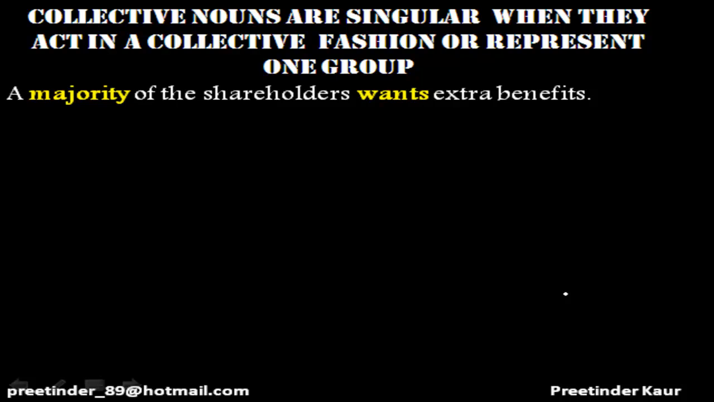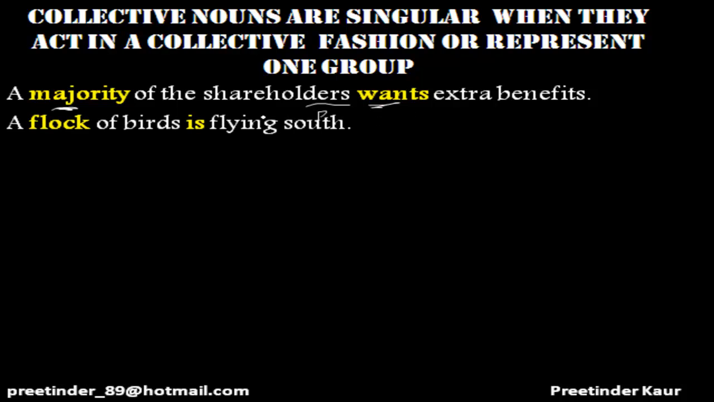Let's have a look at the following examples. A majority of the shareholders wants extra benefits. Now, definitely shareholders is plural, but we are using wants with majority. Majority is always taken to be as singular. If you remember, we always say statements like majority has won this time or the majority wins. So we will be using wants with majority because although majority comprises of more than one shareholder, however, majority itself is a singular noun. So collective noun, and it's singular because it's acting in a collective fashion and it's representing one group, that is the group of shareholders. So a majority of the shareholders wants extra benefits.